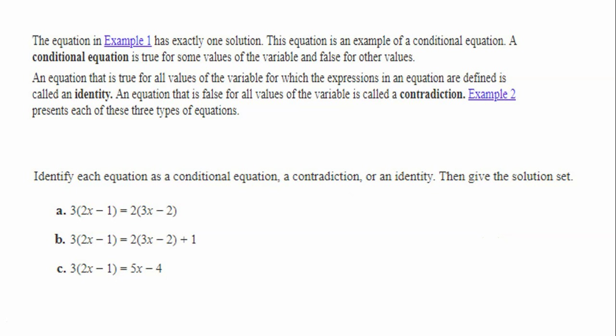An equation that is true for all values of the variable for which the expressions in the equation are defined is called an identity. An equation that is false for all values of the variable, where nothing is true, is called a contradiction. So here are some of these in here, and I challenge you to go through and find out which one is the conditional, the contradiction, and the identity.